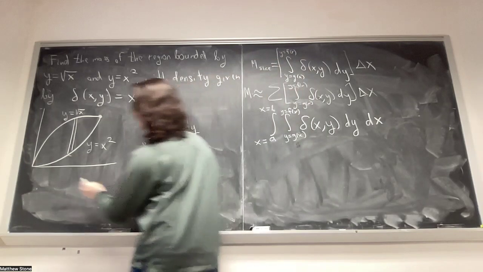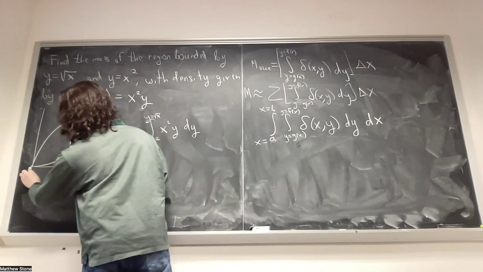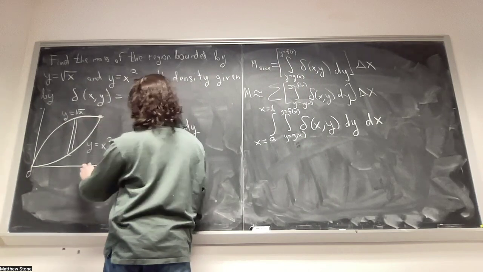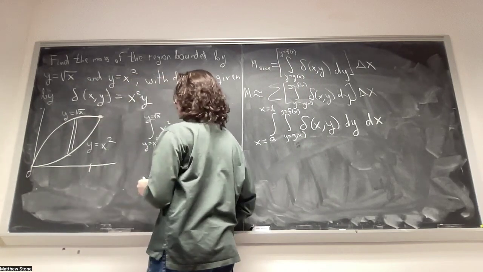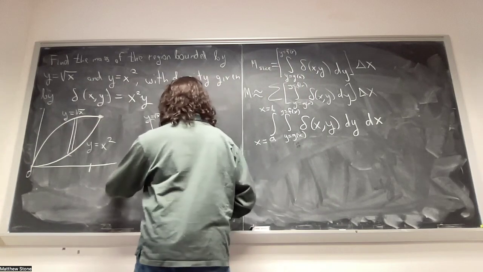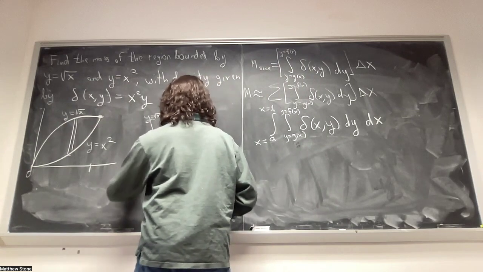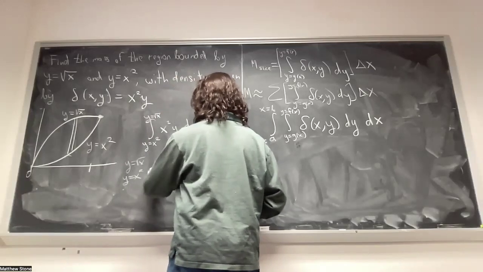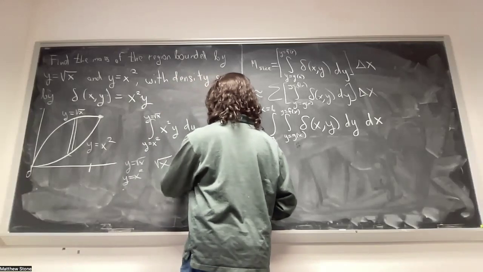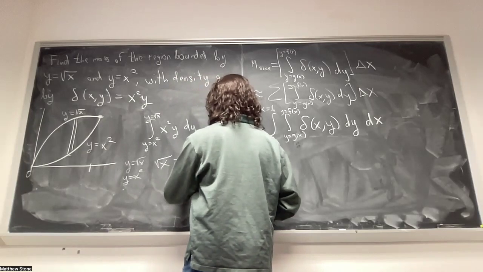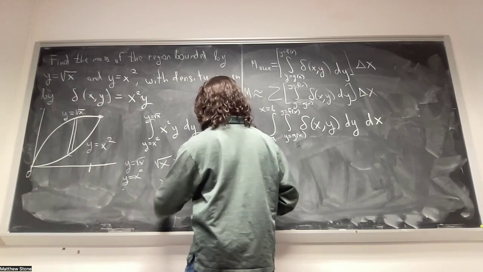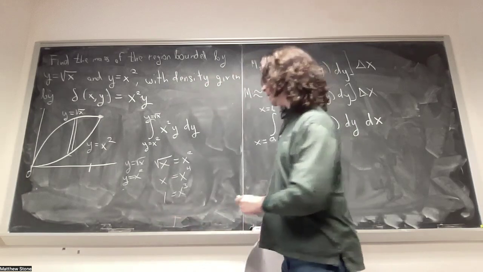And then the external integral, we need the bounds of x ranging from here at 0 up to here where they intersect, which we have to solve for, meaning we need when y equals square root of x and y equals x squared simultaneously. That is, square root of x must equal x squared, and so x to the fourth equals x, or x cubed equals 1. And so x equals 1.